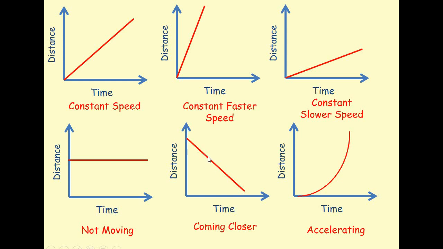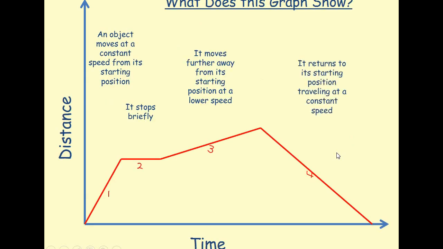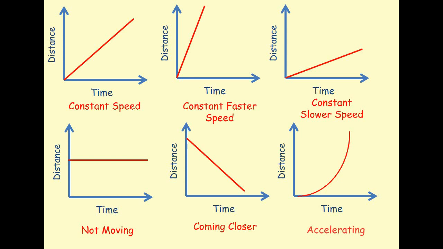If the line is returning back down to the x-axis, then that shows that the object is coming closer to its starting position. And this curve here shows that the vehicle or the object is accelerating because the line is gradually becoming steeper.